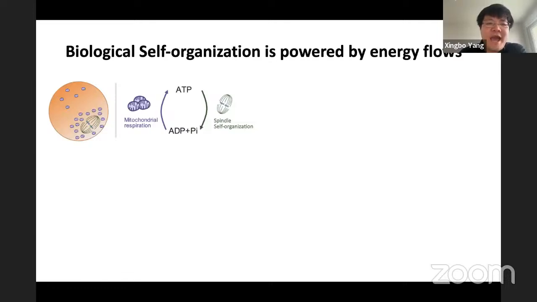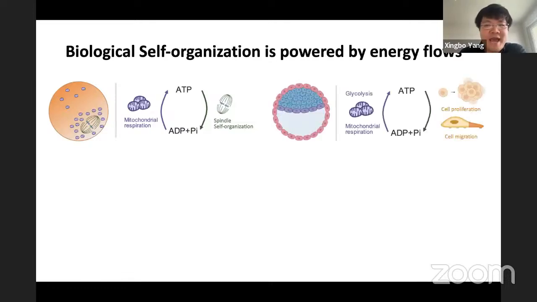And this not only happens at this single cell level, it happens on the multicellular level, right? If you fertilize this egg, it starts to divide and form an early embryo, made of many different cells. Then the cells are moving and dividing. They are involved in this process of morphogenesis. And that also takes energy. The energy can be supplied, again, by mitochondrial respiration or by glycolysis, in the form of ATP. And that powers the cell proliferation and cell migration. Together, interacting with all the genetic and mechanical programs, that drives morphogenesis.